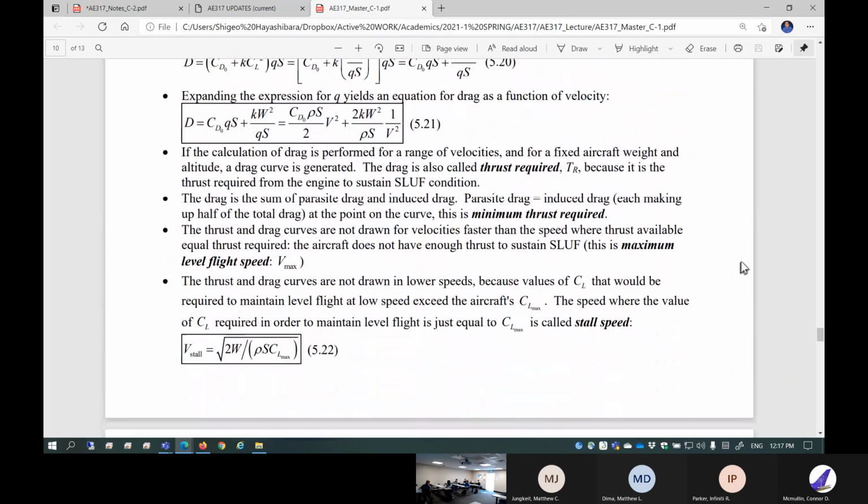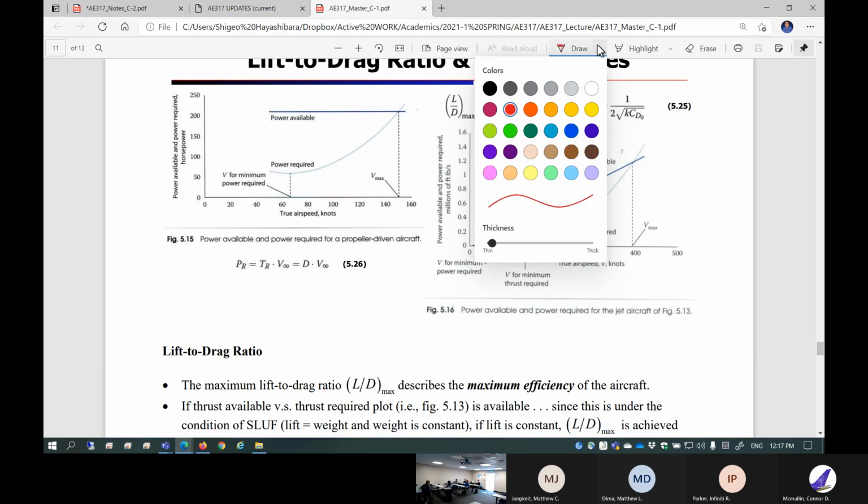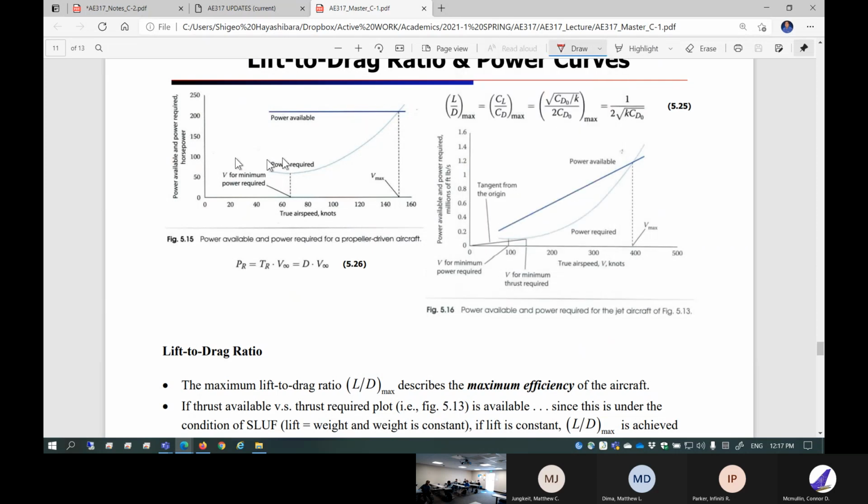What I'm talking about is this location. It's different depending on the airplane. This is a propeller powered airplane. This is the velocity for minimum power required, which gives you the maximum excess power. Now this is the turbojet or turbofan airplane. Minimum power is right here. This is actually different from minimum thrust. So much lower airspeed for the case of turbojet.